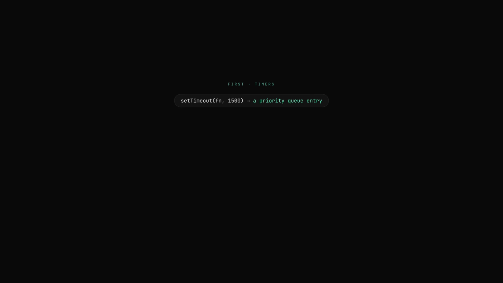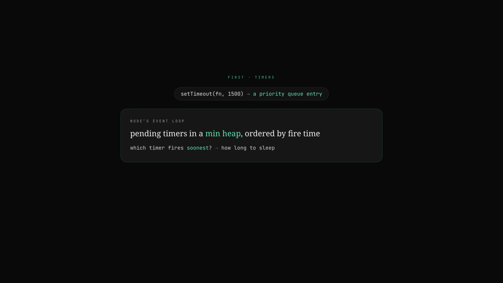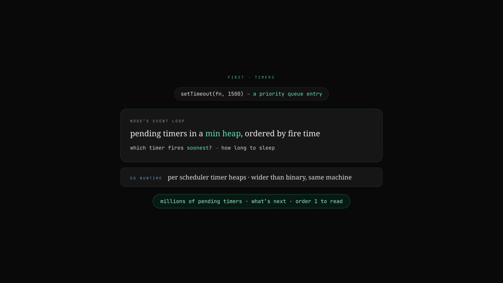Start with timers. Every setTimeout you have ever scheduled is a priority queue entry. Node's runtime keeps pending timers in a min heap, ordered by fire time, because the event loop only ever needs one answer. Which timer fires soonest, so it knows how long to sleep. Go's runtime keeps per-scheduler timer heaps too, a slightly wider than binary flavor, same machine. Millions of pending timers, and what's next stays order 1 to read.